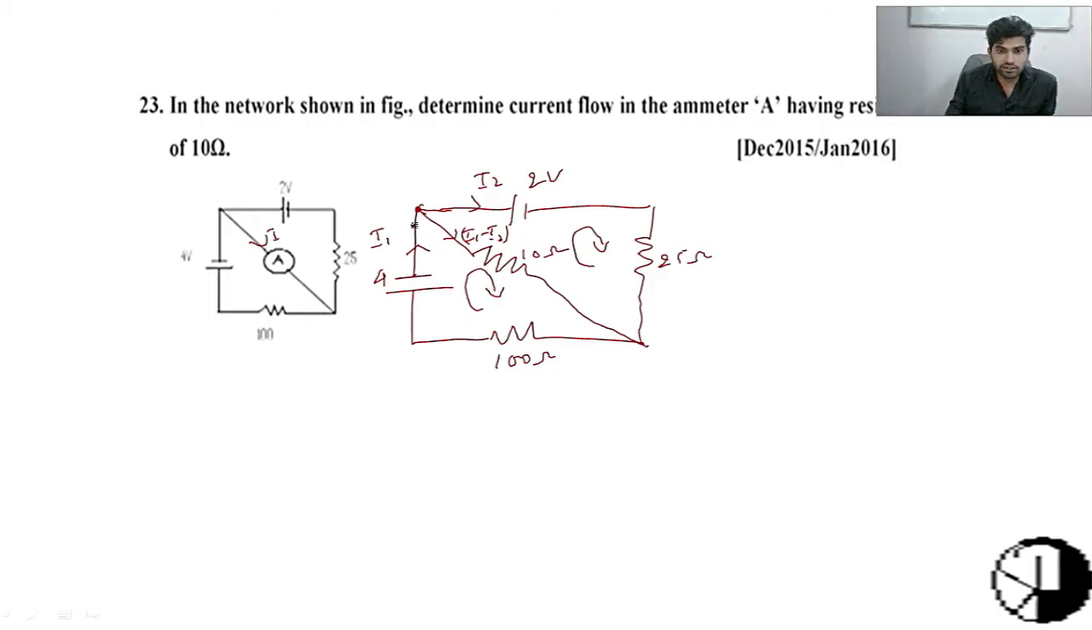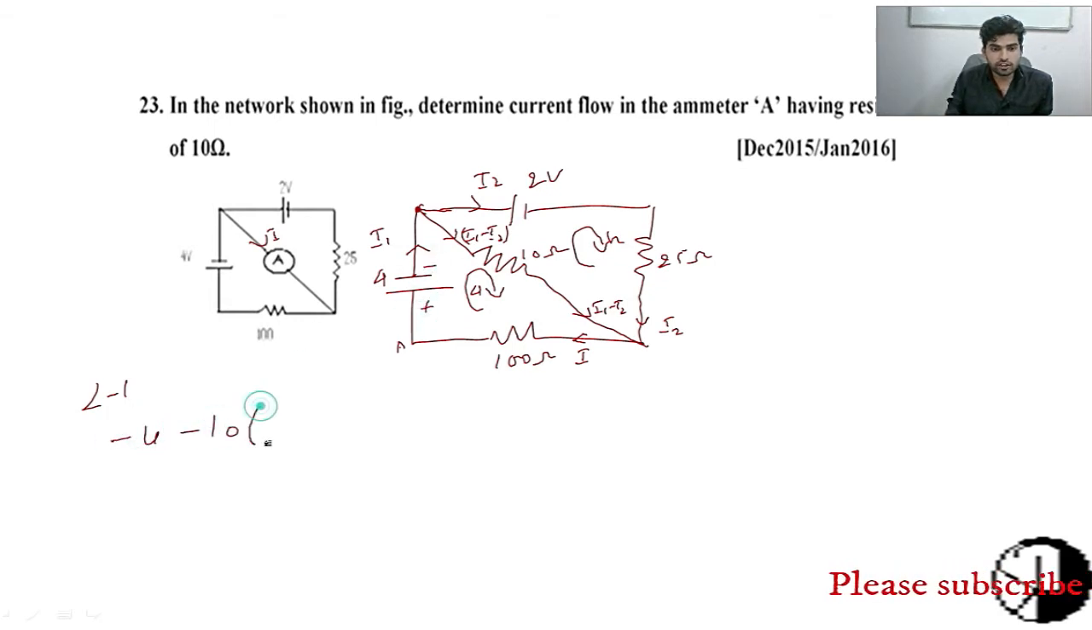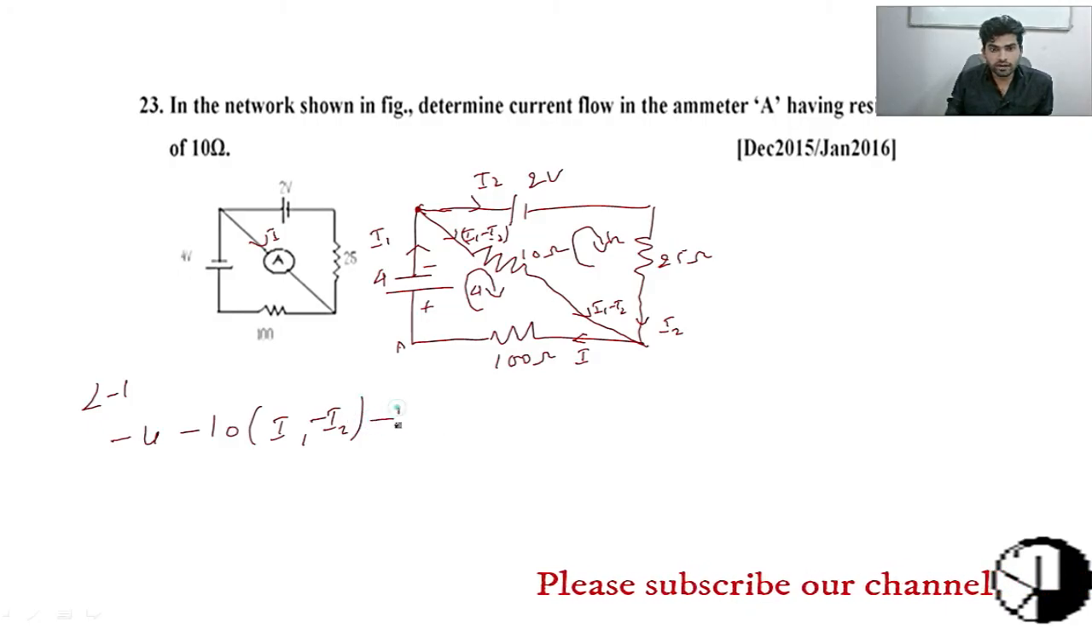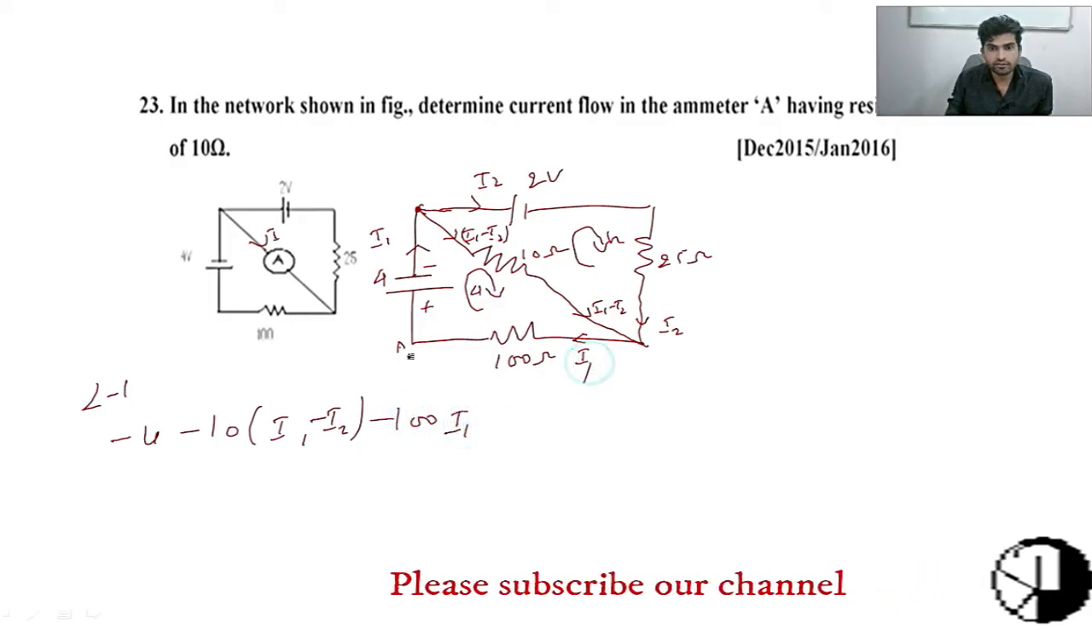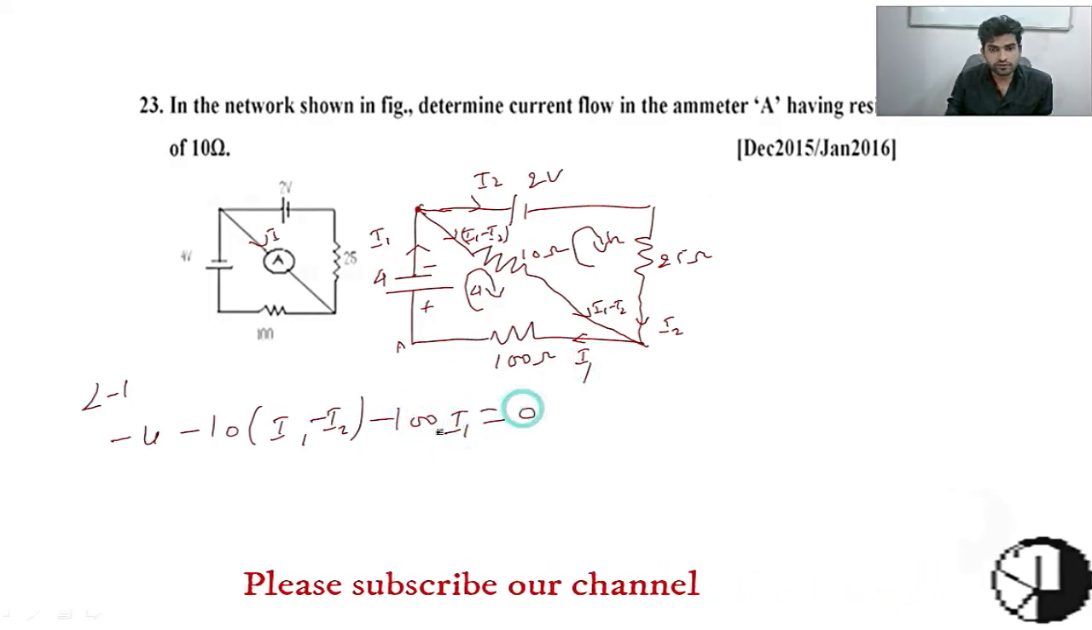So first I'll take this loop, and here again I, here I2, and then here I1 minus I2 again. Here I'll apply the loop equation for loop 1 and loop 2. Loop 1: minus 4 plus 2 minus, okay, minus 4 minus 10 into (I1 minus I2) and minus 100 I1, this I1 current, is equal to 0.